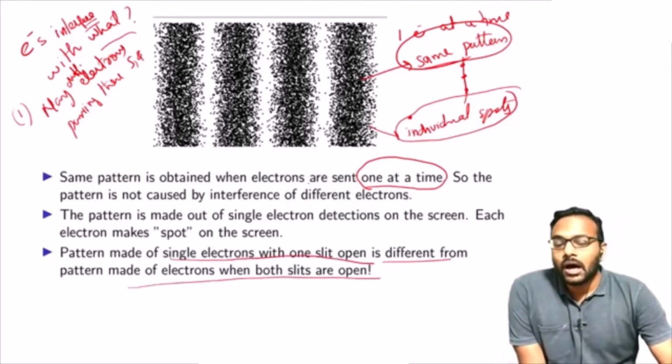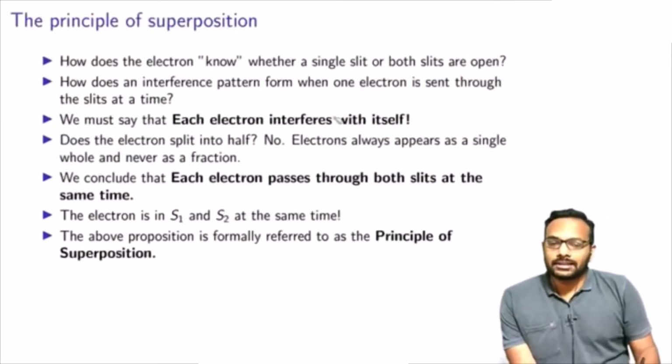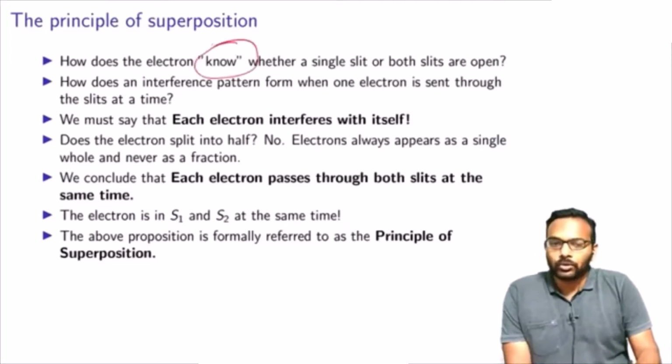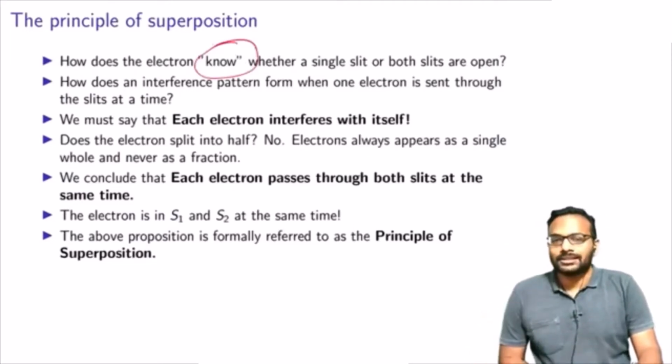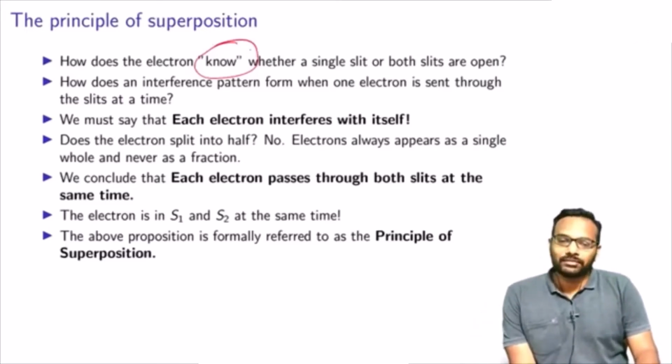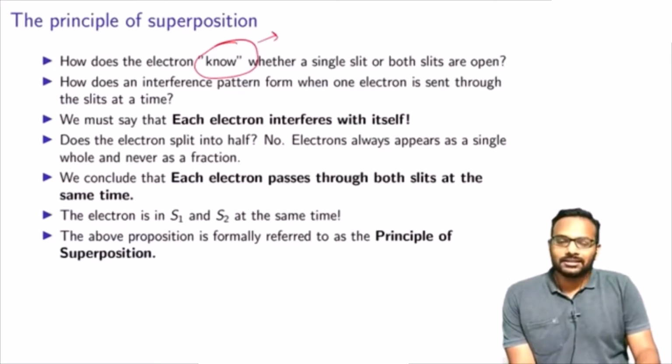Now, how do you explain this? We ask the following question, and it's usually asked in this way: how does the electron know whether a single slit or both slits are open? That's a $1 million question. I put "know" in quotes because electrons really don't have any consciousness. We just say it for the effect of it. How does the electron actually know whether a single slit is open or both slits are open?